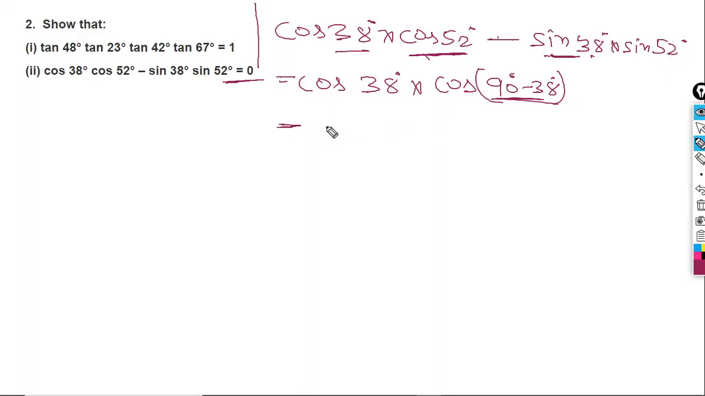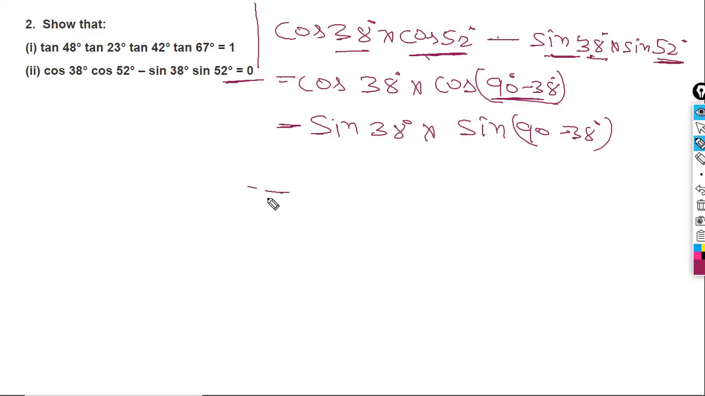Here also 38 plus 52 is equal to what? 90. So we'll write sin 38 degree into sin (90 minus 38). Why? Because 52 equals 90 minus 38.